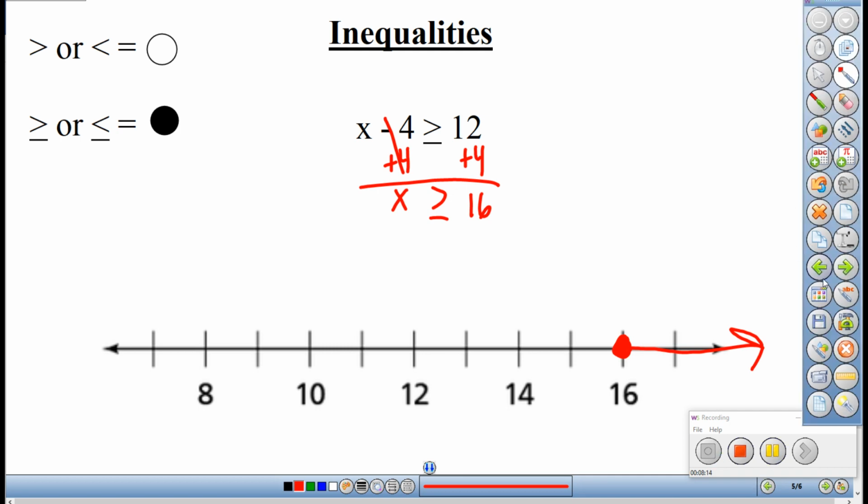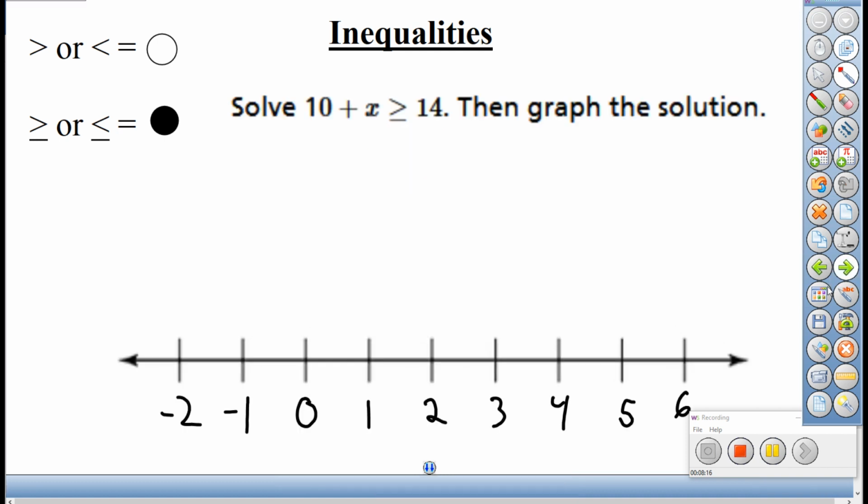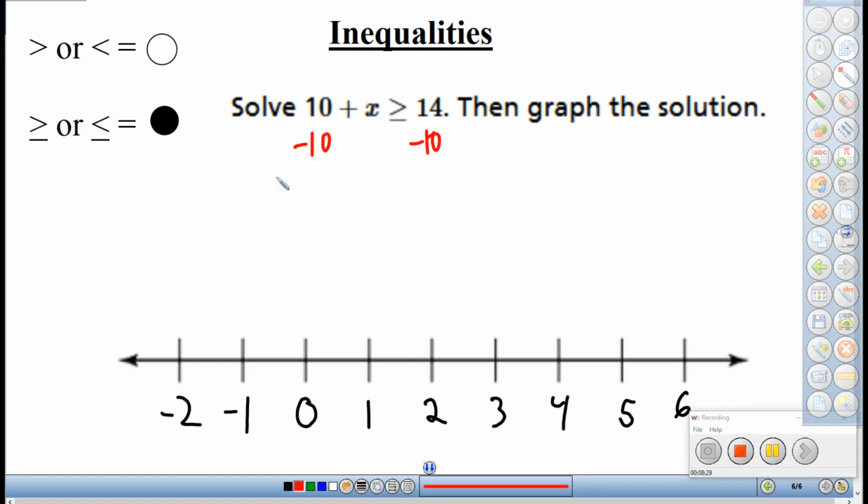Alright, we have one more example. Let's give it a shot. Solve 10 plus x is greater than or equal to 14. So first things first, we're going to subtract 10 from both sides. 10 minus 10 is 0, leaving us with x greater than or equal to 4.